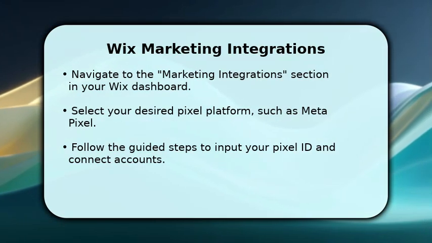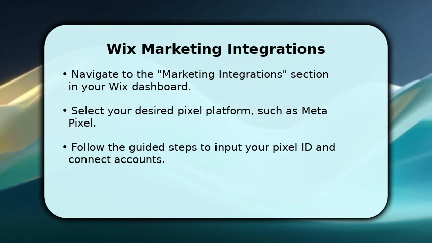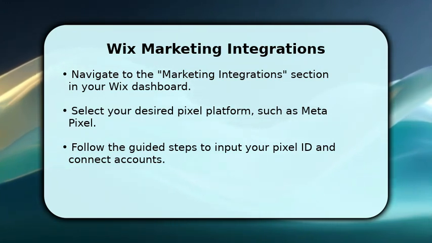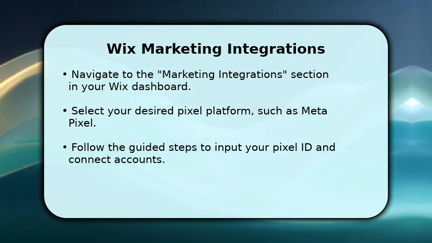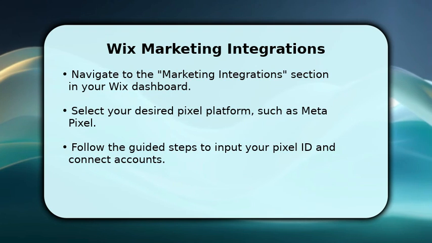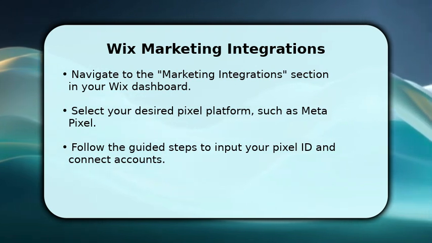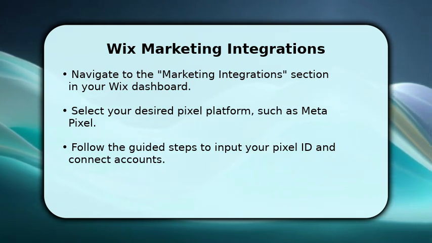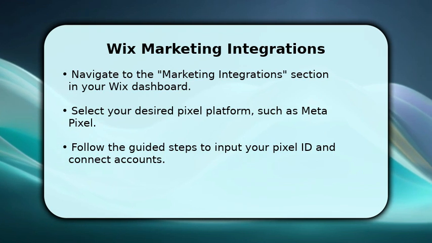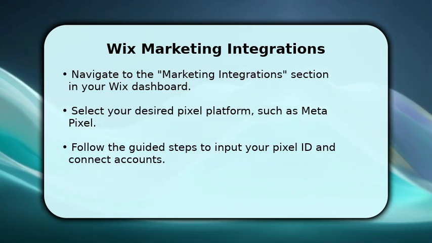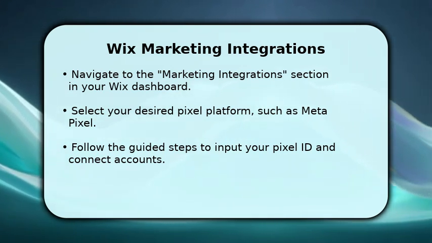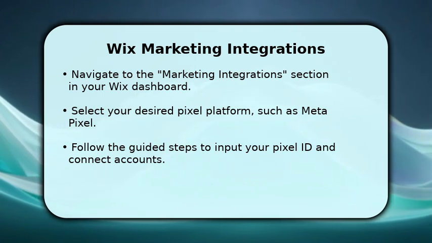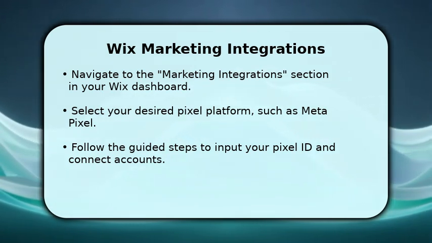The easiest way to connect popular pixels like Meta Pixel is through Wix's marketing integrations. First, log into your Wix dashboard and find marketing integrations on the left-hand menu. Next, select your chosen pixel, for example, Meta Pixel and CAPI, and click Connect. You'll then follow simple on-screen prompts to link your accounts and input your pixel's unique identification number. This method streamlines the setup process significantly.